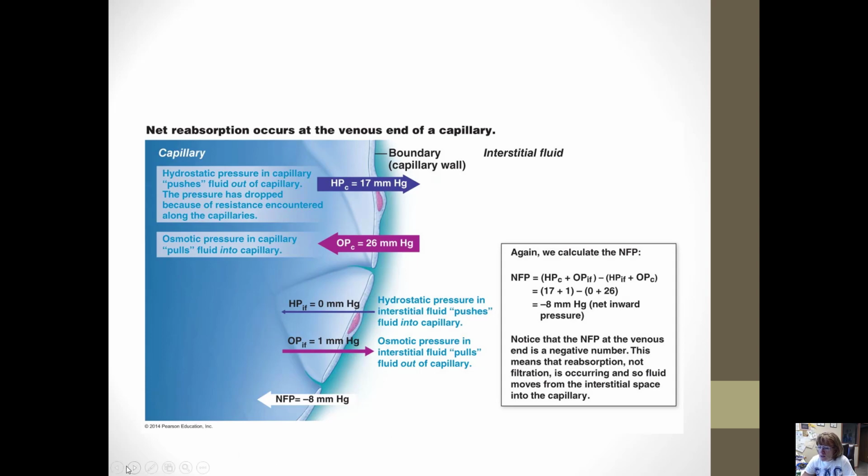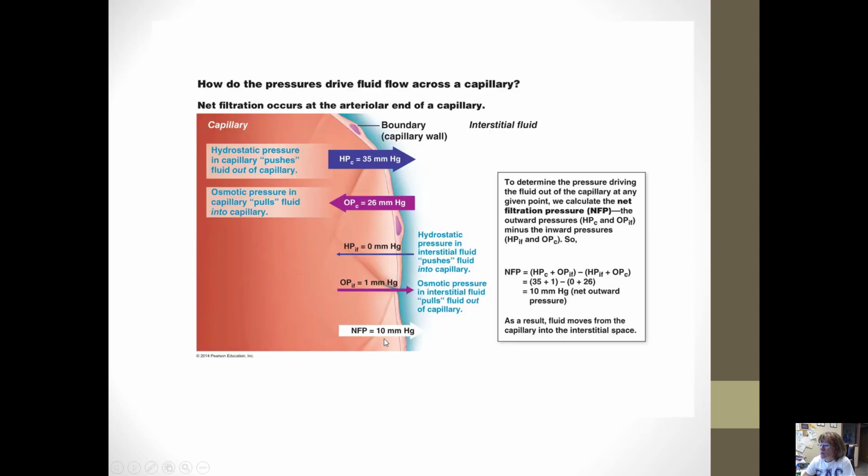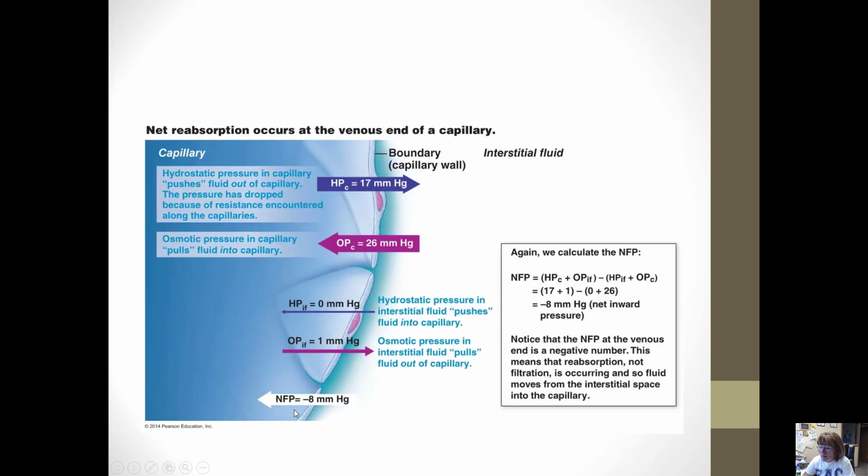And if we go back here, we see this is a 10 out and a 2 back, or an 8 back in, but there's a difference of 2. So how do we account for that difference of 2? Well, that means more fluid stays out in the tissues than comes back, and fortunately we have the lymphatic system to return that back to circulation. So we'll talk more about that when we get into the lymphatics and the immune system.